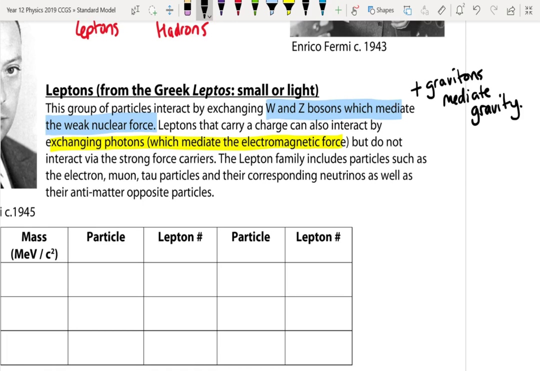Multiply the mass by 9.8, that's your approximate weight of an electron. Very good pub quiz question. They do not interact with the strong force. They do not interact via the strong. So gluons, no. In fact, let me write that.